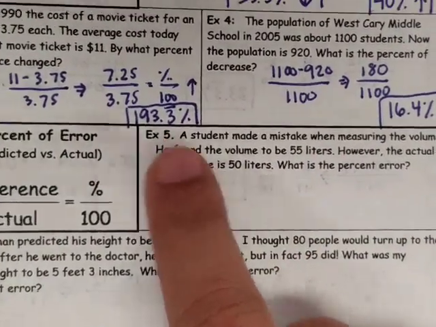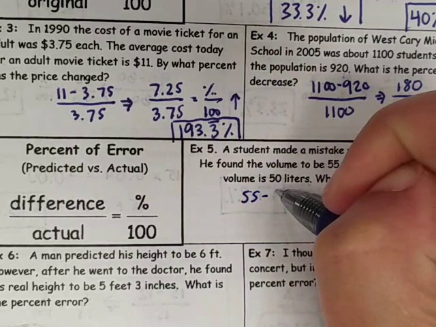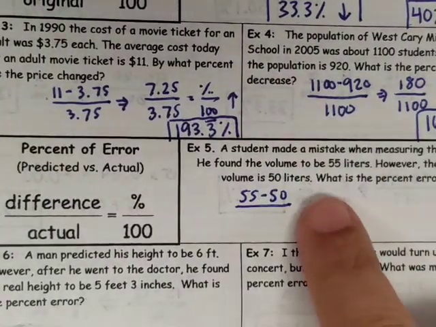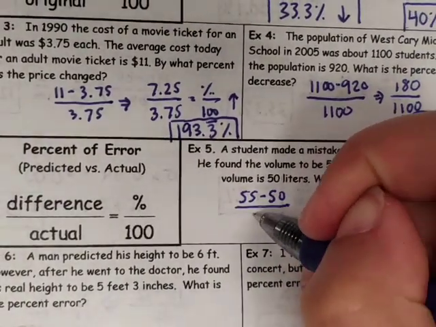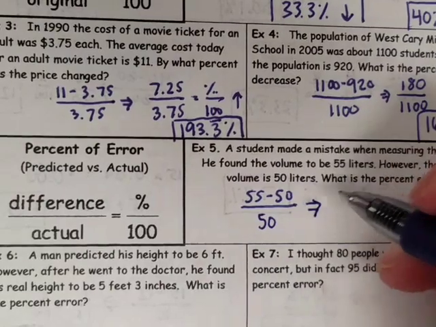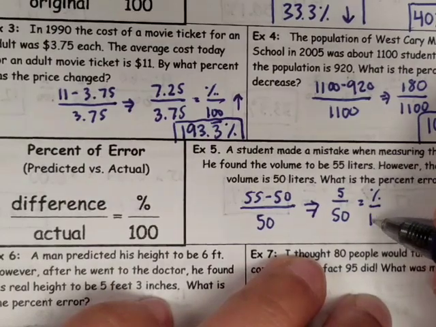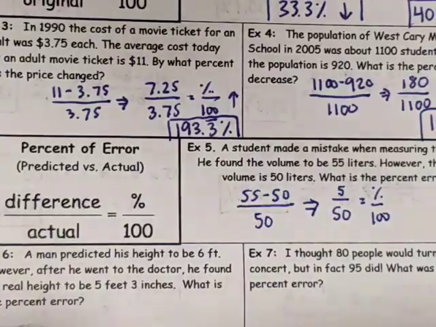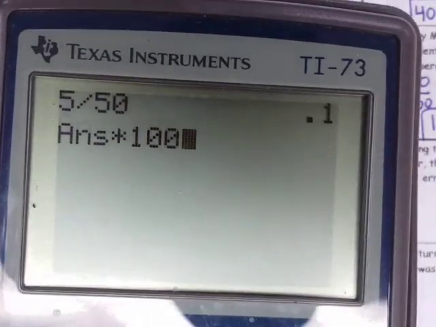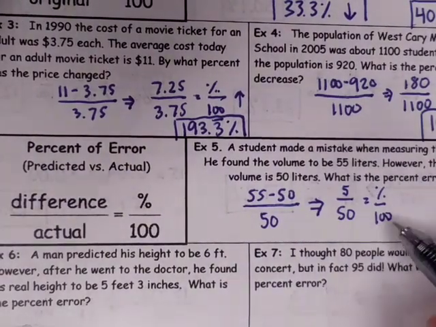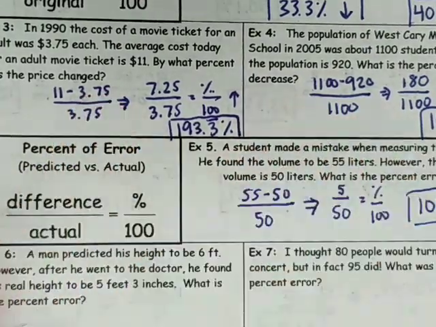So we're still going to do the same thing that we did up here. We're going to find the difference in our numerator, so 55 take away 50. The actual volume for this object was 50 liters, so our actual goes on the bottom. So that is 5 over 50 is equal to our percent over 100. And then we just solve as normal. 5 divided by 50 gives me 0.1. Multiply that times 100, and it gives me 10%. Or you could do your cross multiply. So he had a 10% error when calculating his volume.